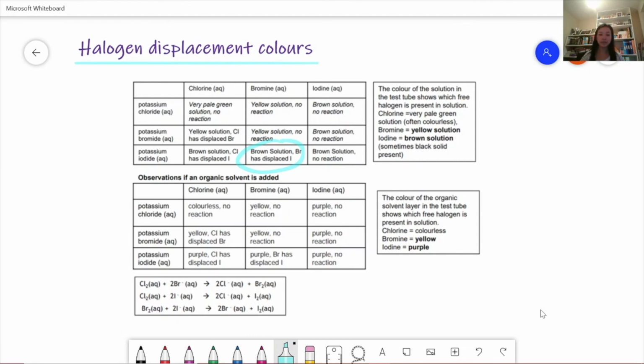And the colour of the organic solvent layer in the test tube shows which free halogen is present in solution. So when we add an organic solvent, we get the free halogen present in the solution, and that's the colours that we see. And so that's why bromine is yellow and iodine is purple. And so you can see that all the colours in the table are either yellow or purple.